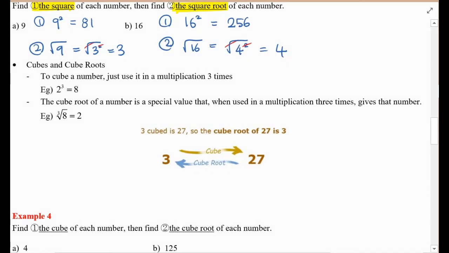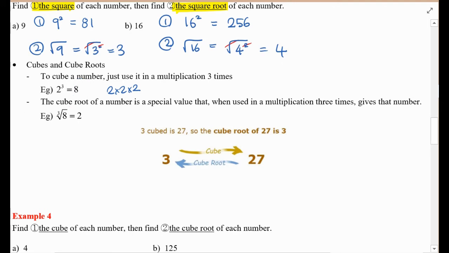We're also going to learn about cubes and cube roots. To cube a number, just use it in a multiplication 3 times. Basically you repeat multiplying that number 3 times. So 2 cubed means you multiply 2 3 times. That becomes 8.